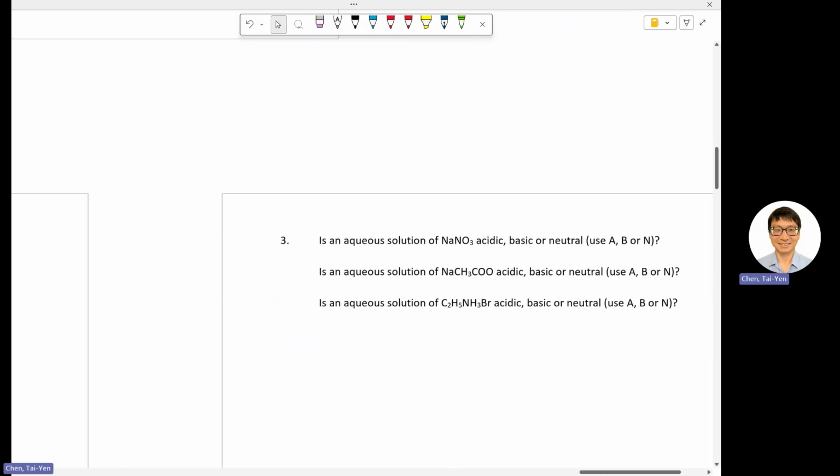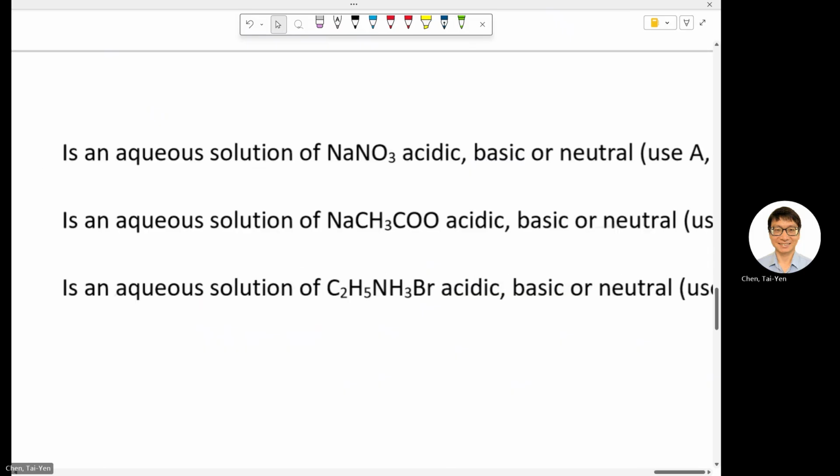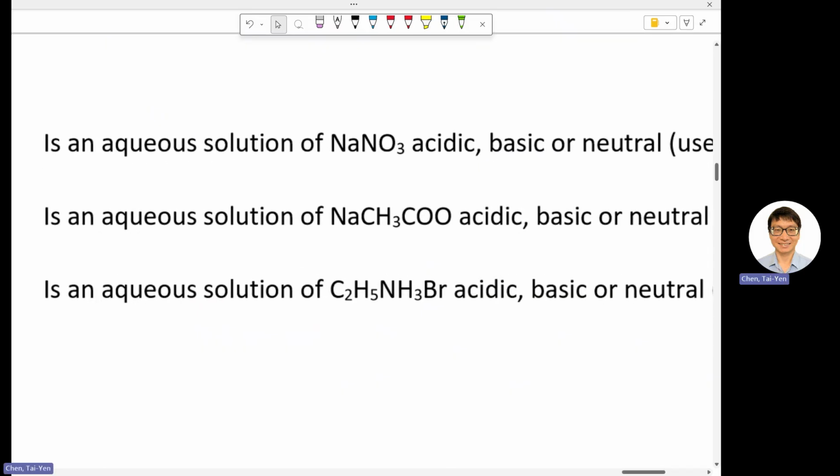Okay, I want to talk about number 3 first. So these are the salt problems. In an aqueous solution of NaNO3, is it acidic, basic, or neutral? The way you solve this is that the first step is to recognize that this is a salt. So how do you know it is a salt?